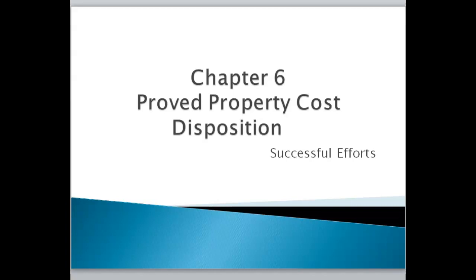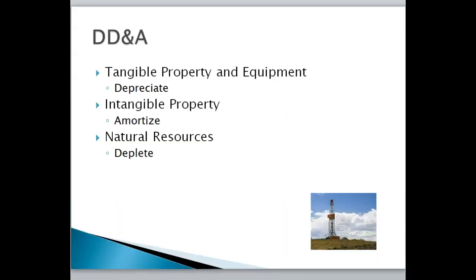Today we're going to talk about Chapter 6, Proved Property Cost Disposition using the Successful Efforts Method. We're going to cover DD&A, joint production of oil and gas, estimated future costs, and abandonment. DD&A is depreciation, depletion, and amortization.